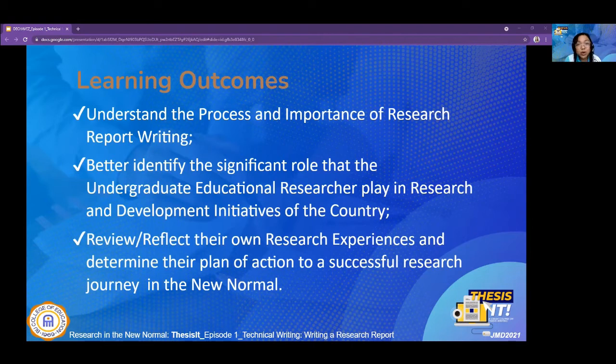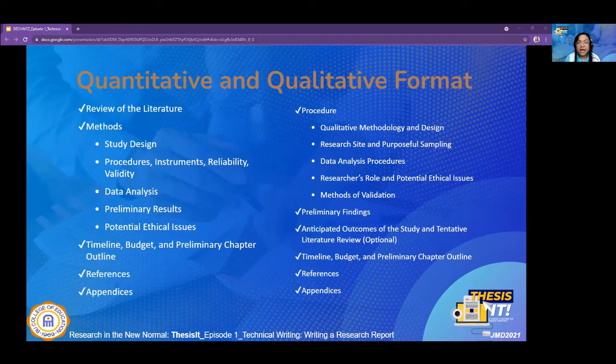So depending on your proposal format, these are the common features of what we usually include in our research proposal. And at BUCE University, currently we don't have yet the modified guidelines, but we have an existing format based on an existing board resolution.